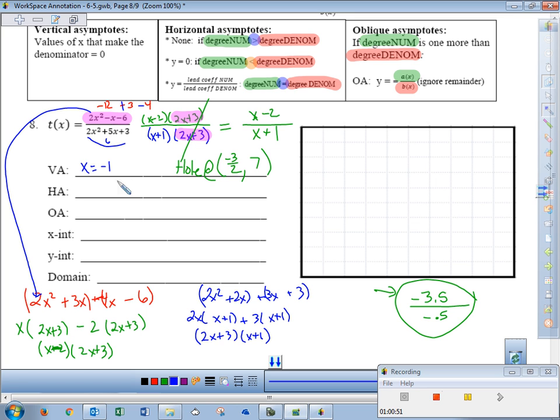Horizontal asymptotes. Go back to Mr. Ridge, right? The factored one is good for all your holes and your vertical asymptotes. Go back to the ridge. Everything you're looking for has to do with degree now, right? What's the degree of the numerator? 2. What's the degree of the denominator? 2. Same.